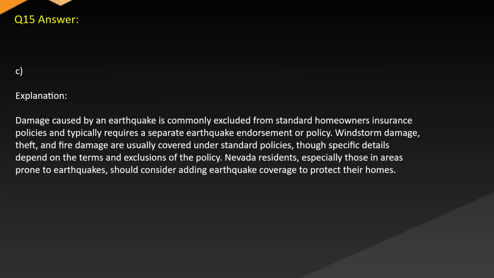Answer. C. Explanation. Damage caused by an earthquake is commonly excluded from standard homeowners insurance policies and typically requires a separate earthquake endorsement or policy. Windstorm damage, theft, and fire damage are usually covered under standard policies, though specific details depend on the terms and exclusions of the policy. Nevada residents, especially those in areas prone to earthquakes, should consider adding earthquake coverage to protect their homes.